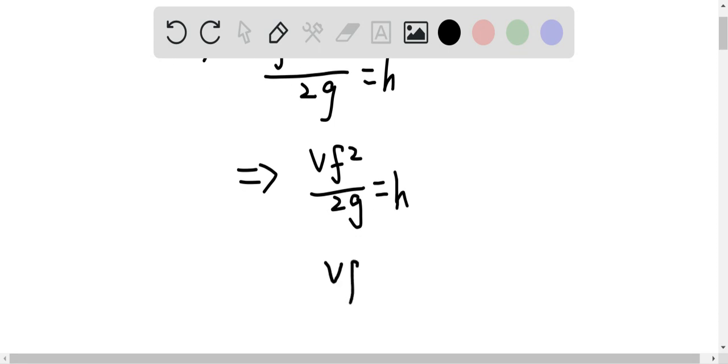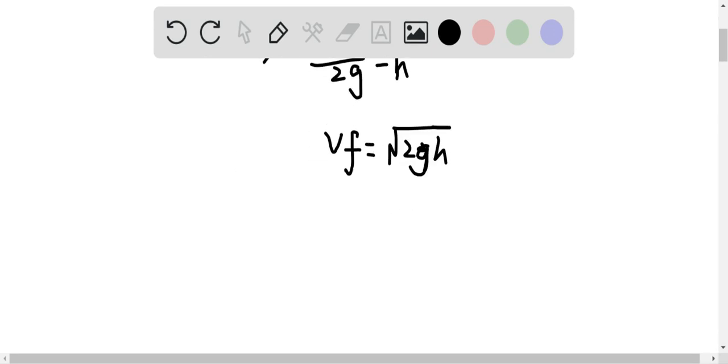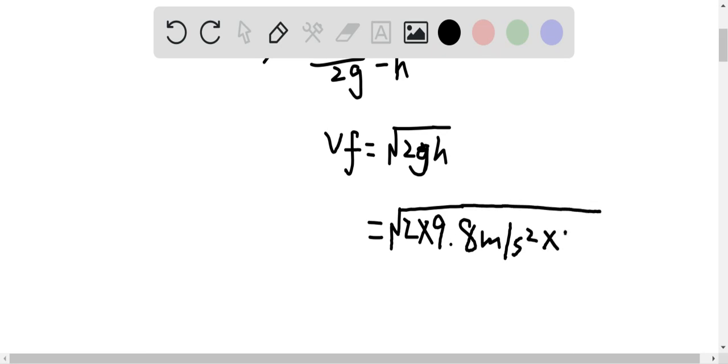And therefore v final is equal to the square root of 2gh, which is equal to the square root of 2 times 9.8 meters per second squared times h, which is the height, 12.0 meters. This will give us the speed when it hits the ground of about 15.34 meters per second.